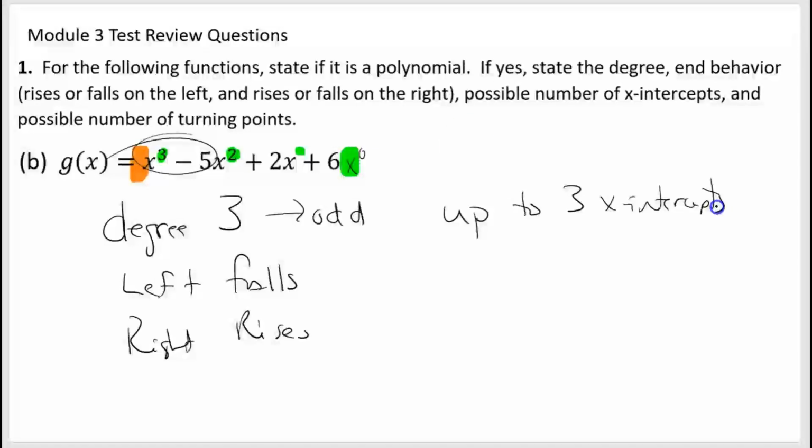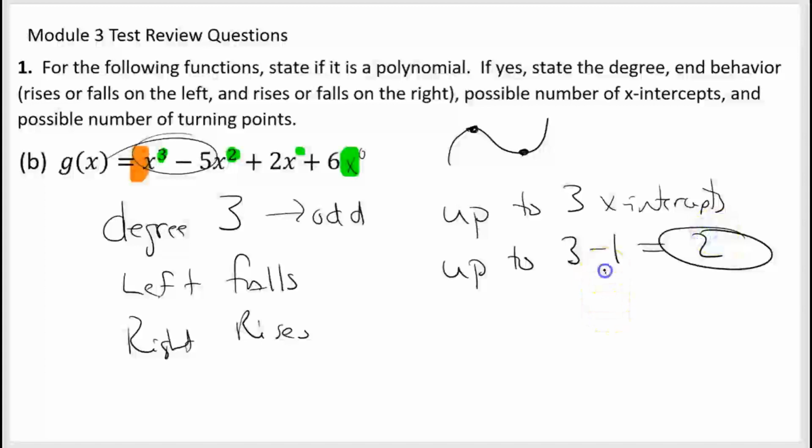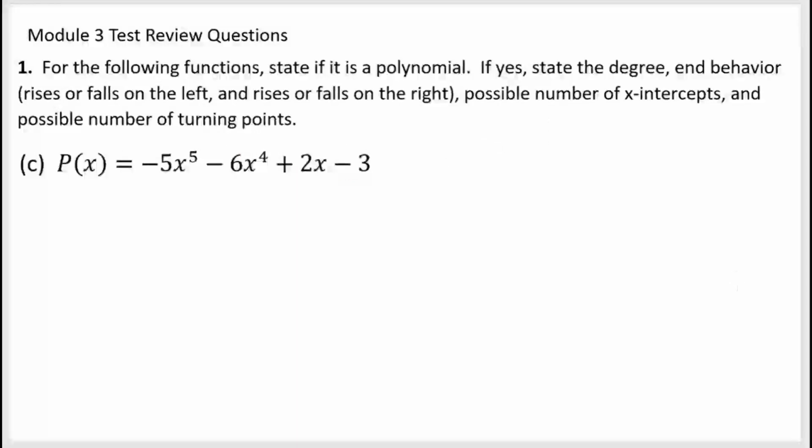The number of turning points, and y'all, what turning points are is when you graph it, there's a turning point and there's a turning point. It's a max and min values, and you can have up to the degree minus 1. So in this case, up to 3 minus 1, or 2 turning points. You might have 2, you might have 1, you might not have any, but it can't be any more than the degree minus 1. Okay, let's try another one. Next problem.